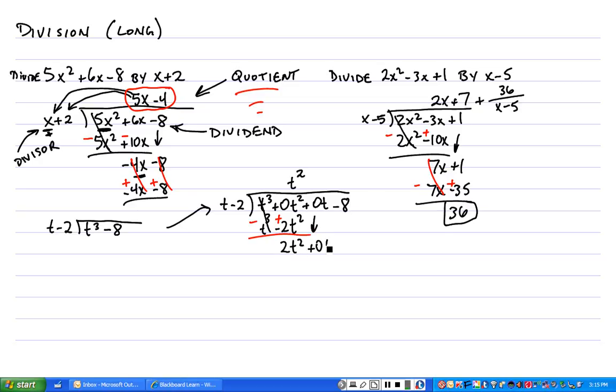Bring down what's next, which is a 0t. So now I want a 2t squared, so that's going to be plus 2t. Notice how my t squares are lined up, my t's are lining up. So that gives me my 2t squared minus 4t. Change my sign. Now these cancel, which gives me a 4t. Bring down what's next, which is a minus 8. On a 4t, I say plus 4, 4 times 4t. 4 times the negative 2 is negative 8.